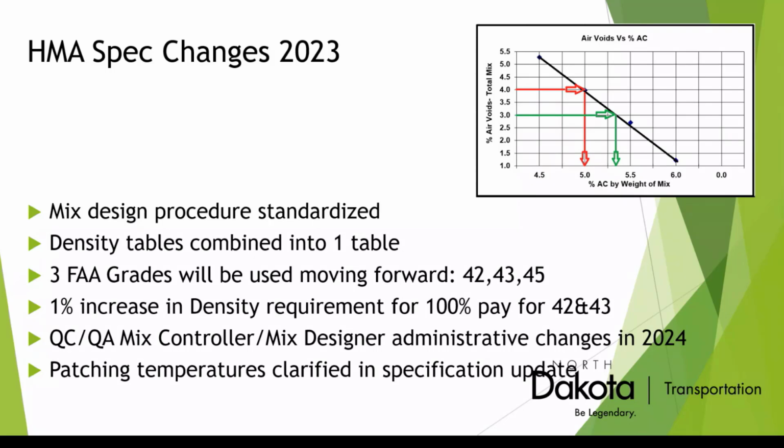And there's a mixed design process. We won't get into that much in this class. The density tables in 430, I mentioned that particularly with the 1.04 and 1.05. Those are all in one table now. There used to be separate tables for FA 40 through 43, and then a separate table for 44 and 45.